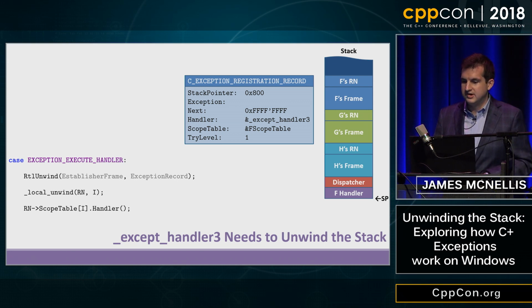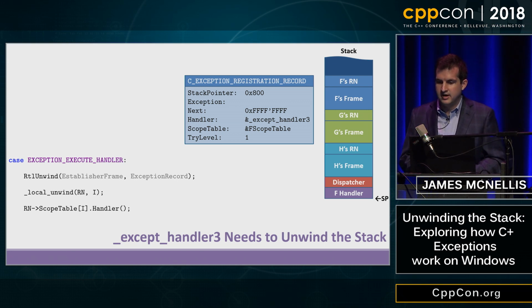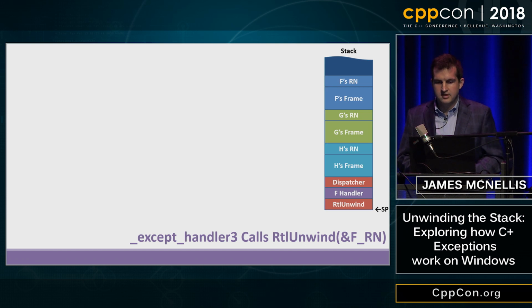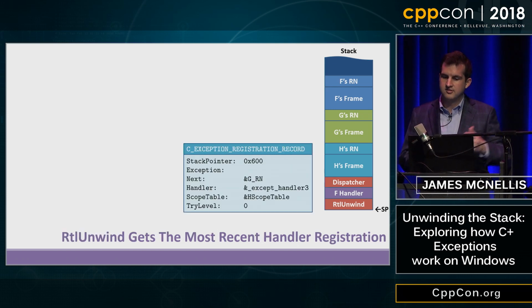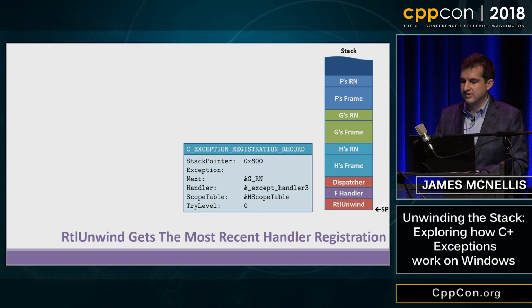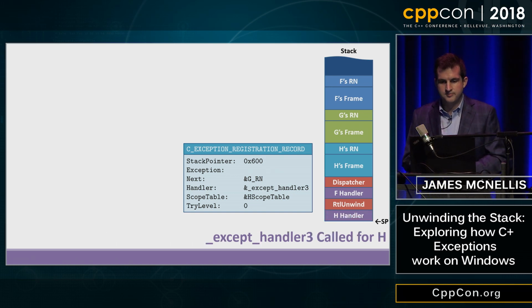So first, we call RtlUnwind to do the global unwind and unwind any nested frames. It starts, just like the dispatcher did, by getting the first exception handler registration from the TEB. So this is the registration node for H.